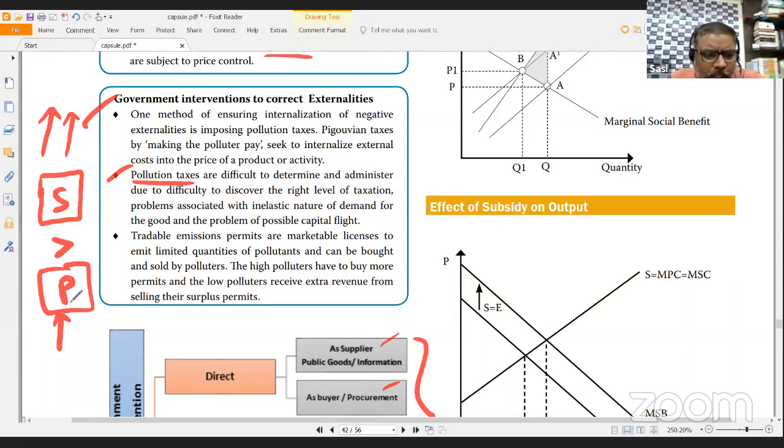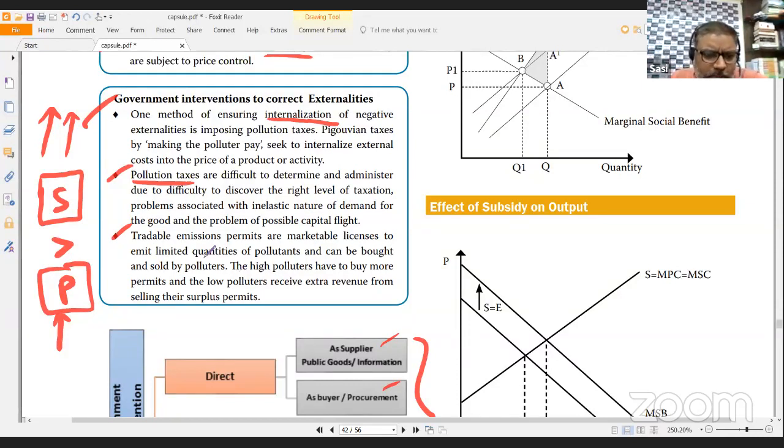So now what happened? The private cost of the manufacturers increased. That means though it is not equal to the social cost, at least some portion of the external cost is internalized. That is the internalization of external cost, we can say. One of the ways is pollution taxes.